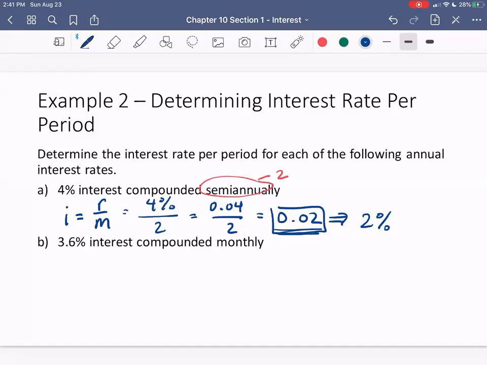So I'm going to go ahead and pause this. I want you guys to stop the video, and I want you to do letter B, and then when we come back, I'm just going to have it all worked out, and I'm going to talk you through it. So go ahead and pause now and work on letter B.